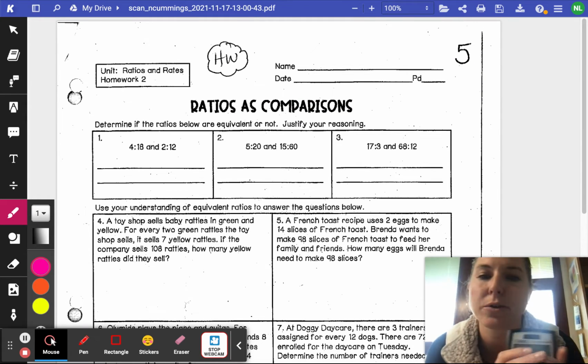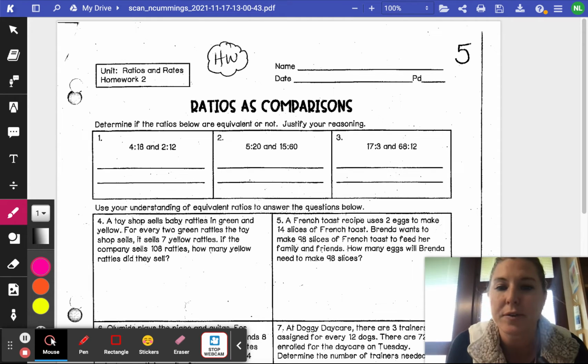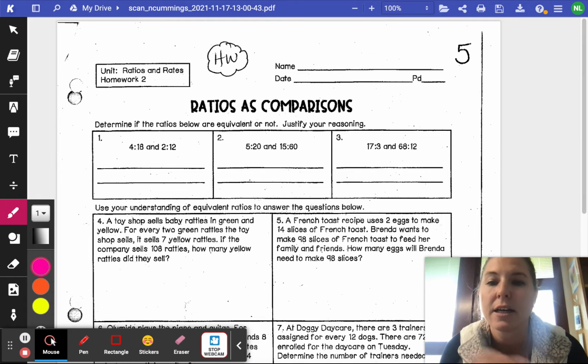Page number 5, ratios as comparisons. The first question says, determine if the ratios below are equivalent or not and justify your reasoning. You need to see if 4 to 18 and 2 to 12 are equivalent.